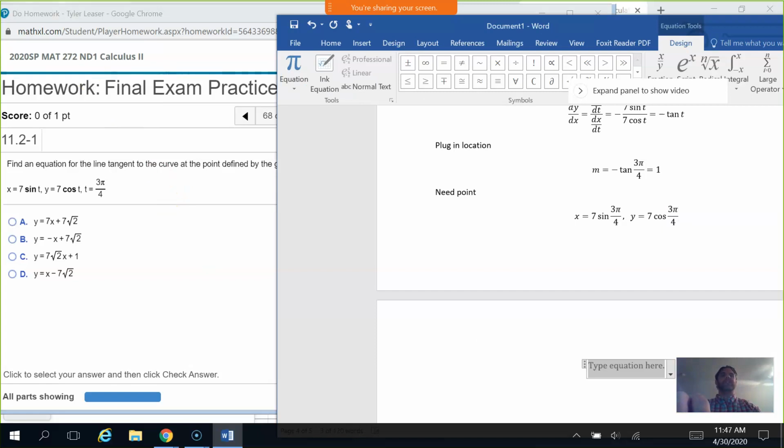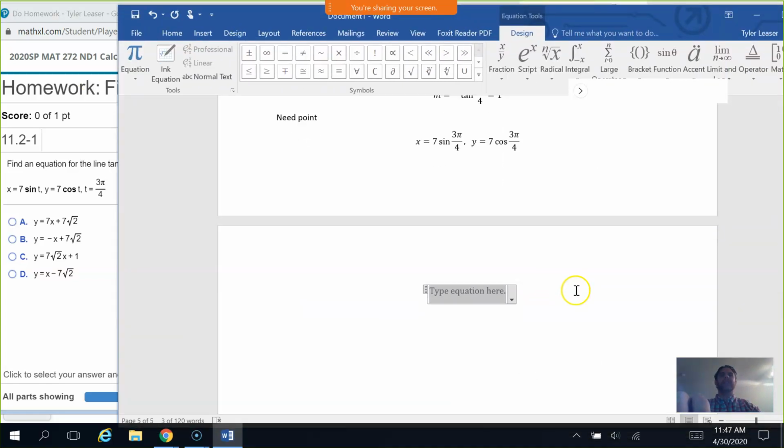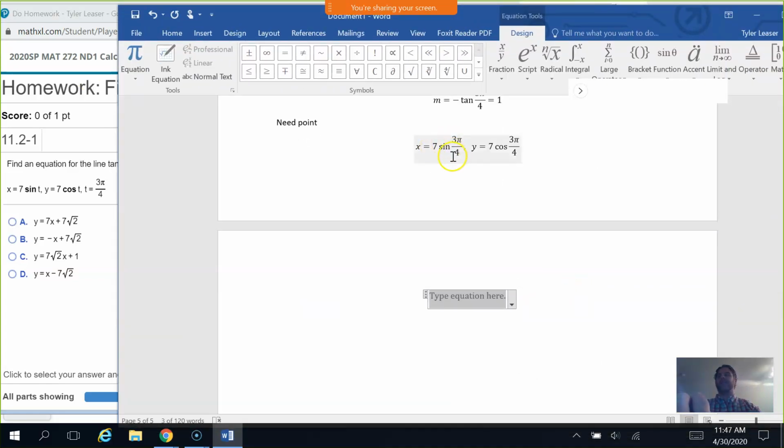All right, so just plugging those in and getting the values for them. 3 pi over 4 into sine is positive root 2 over 2. So x is 7 root 2 over 2. For the y, cosine at 3 pi over 4 is negative root 2 over 2. So this one's negative 7 root 2 over 2.